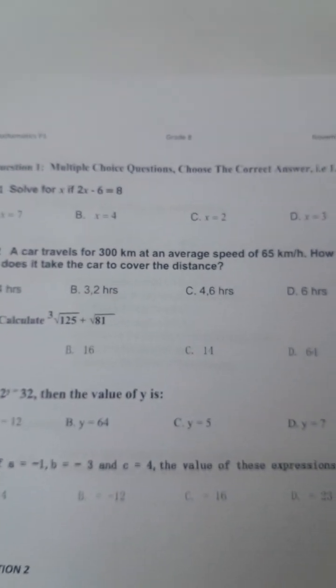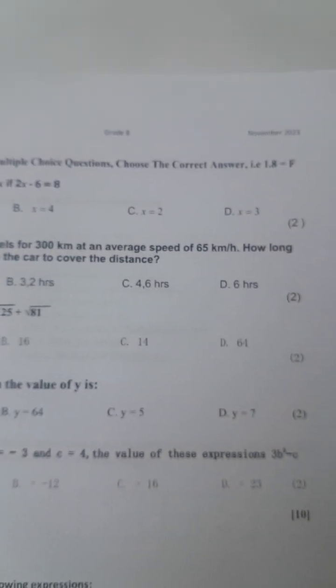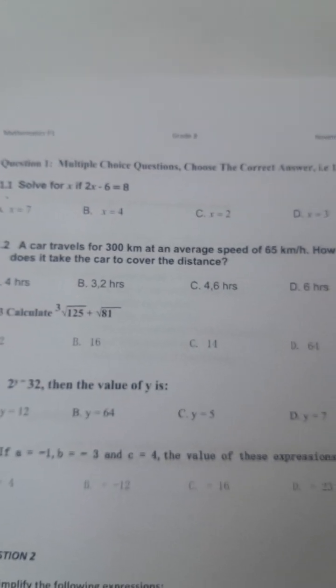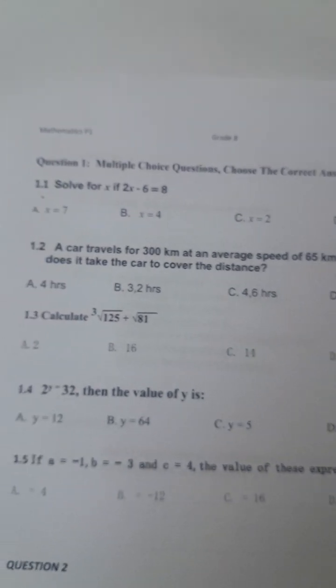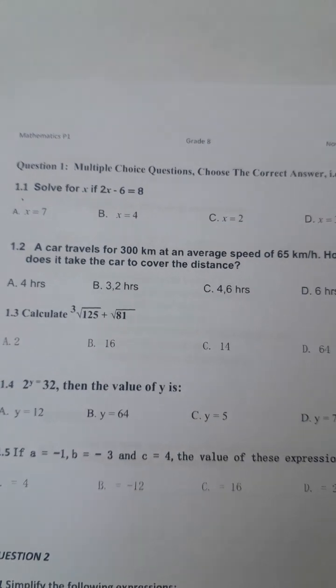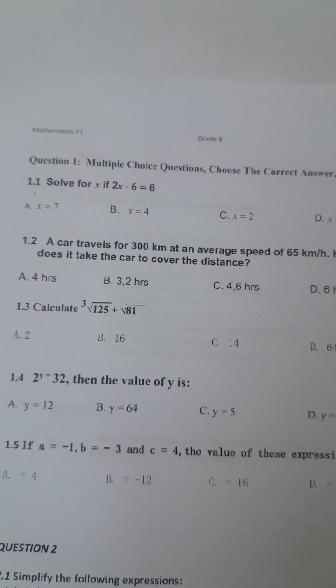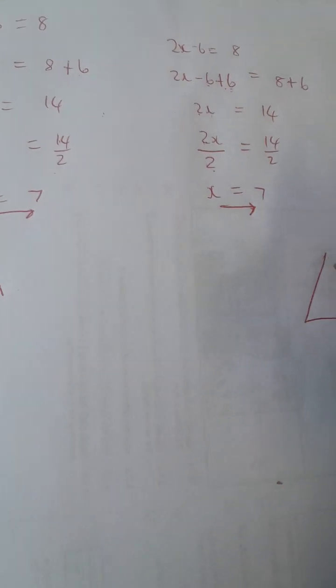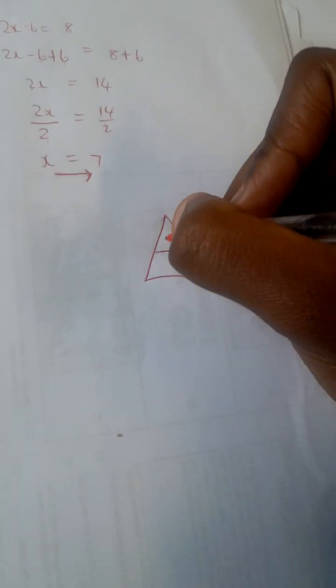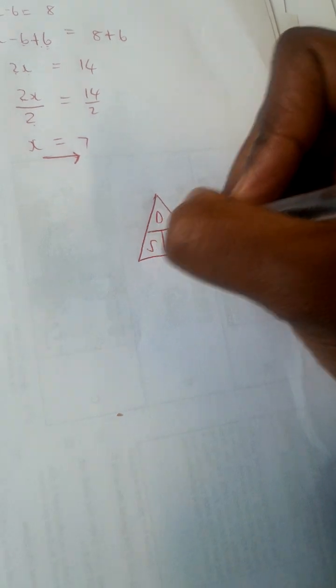Go to the question, read it first. A car travels for 300 kilometers at an average speed of 65 kilometers per hour. How long does it take the car to cover the distance? So this is a typical rate question. You know the topic rate? In rate, we have, so I'm going to go to my rough paper. Okay, if you remember very well, we have D, S, and T.